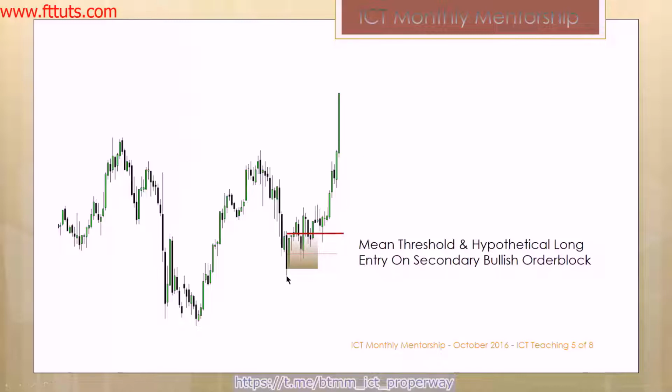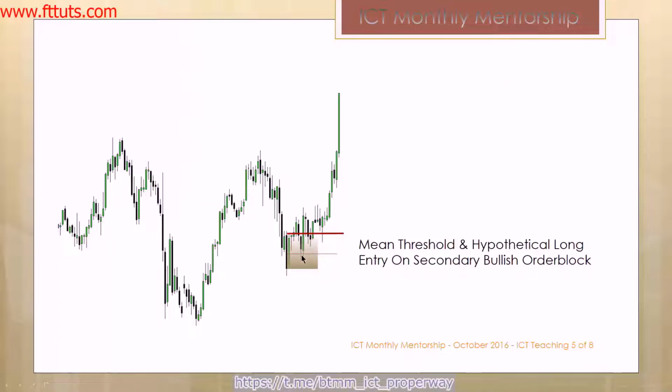Now, we don't know for sure that's going to happen, but let's assume for a moment that we went in and we took a long on this position. And understanding the mean threshold, we don't like to see the middle of the down candle on a bullish order block be violated. Because some of you are new, chances are you'll probably take the trade and want to have a stop loss just a little bit below this mean threshold, and there's nothing wrong with that normally.